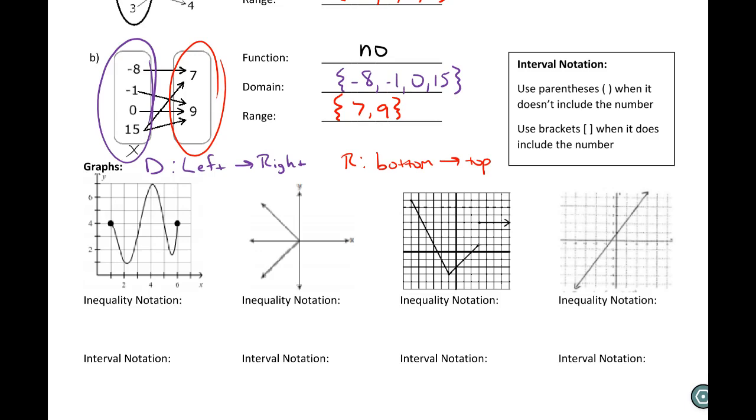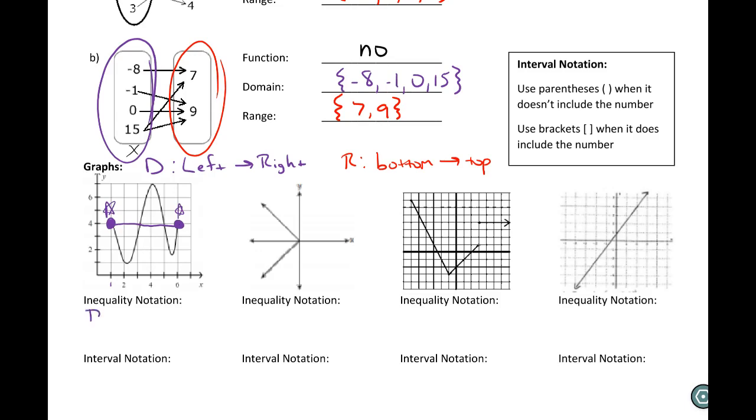All right, so for the domain here, we're going to write it in both inequality and interval notation. If I look at this graph, on the left-hand side it goes from here, which is 1, all the way over to here, which is 6. So all of my domain, all my x values, fall between 1 and 6.